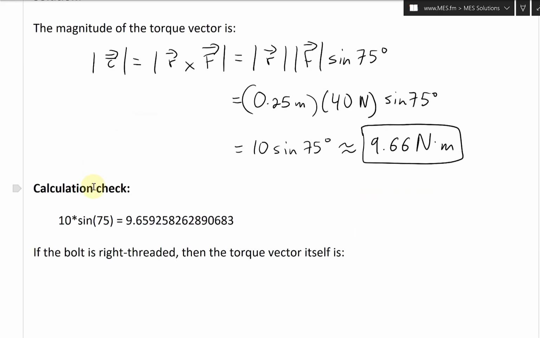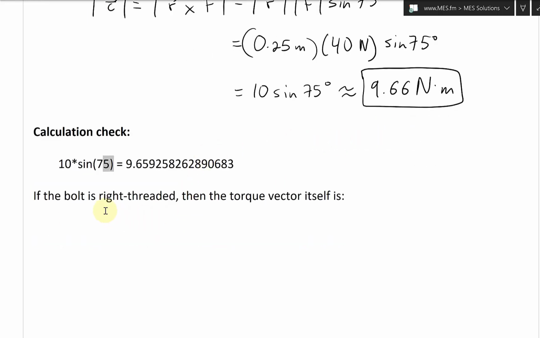And here's a calculation check. So again, you can do 10 times sine 75 using my built-in calculator in OneNote. Press equal space, and this automatically solves it with degrees. So you get 10 times sine 75 degrees is 9.659, etc. But you round to 9.66. All right, so now going further.